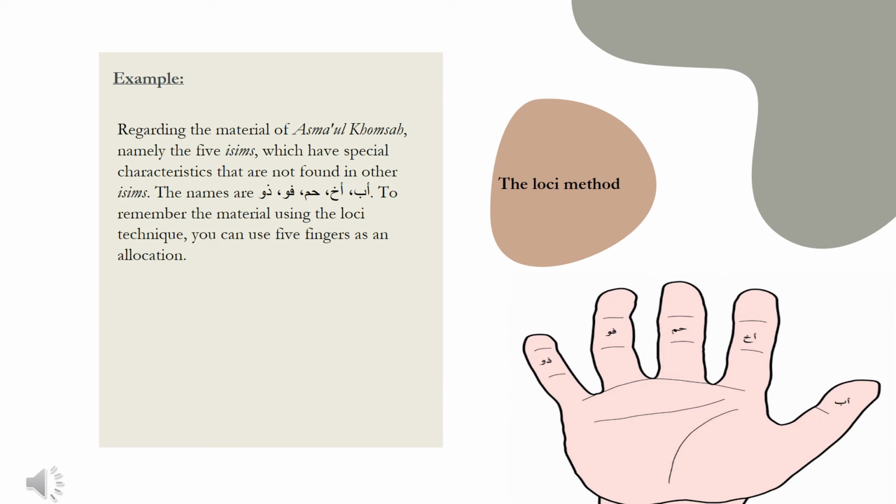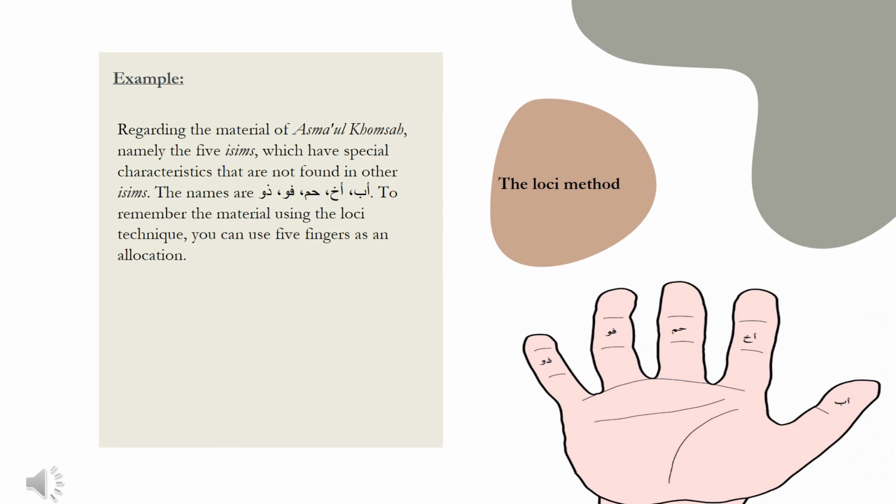And then the loci method is the use of a well-known and firm location as an instrument for allocating information that students need to remember. For example, regarding the material of Asma'ul Khamsa, namely the five isims, which have special characteristics that are not found in other isms. The names are Abun, Akhun, Hamun, Fum, Dzu. To remember the materials using the loci technique, you can use five fingers as an allocation.